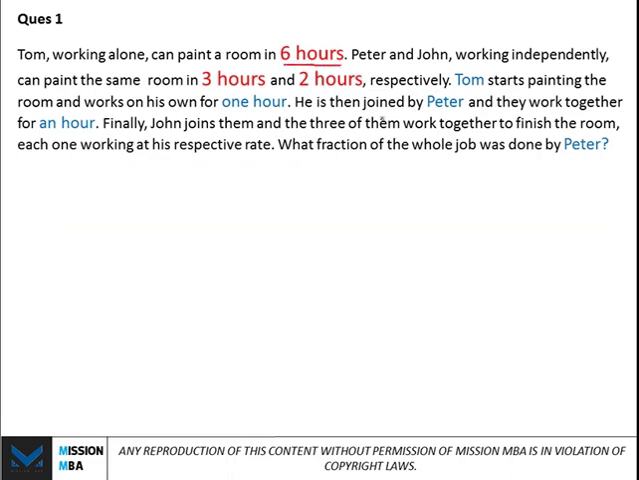So we have 6 hours for Tom. So Tom is taking a time of 6 hours, whereas we have Peter taking a time of 3 hours, and we have John who is taking the time of 2 hours. Now do not assume the work to be 1. Assume their LCM. So 2, 3 and 6, the LCM is 6. So why not assume the work as 6?